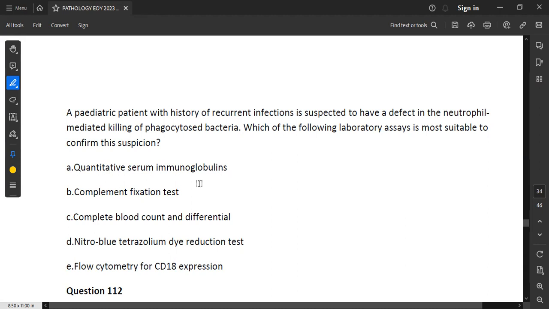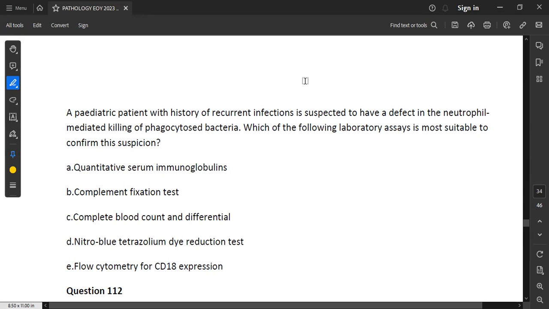We're still in that question. So let's go back to our question. We said this is probably because it's a defect in neutrophil-mediated killing of phagocytosed bacteria. It's probably chronic granulomatous disease, where there's a defect in the NADPH oxidase that produces those reactive oxygen species. So the phagocyte will phagocytose that bacteria, but since there are no ROS, you won't be able to kill that pathogen.